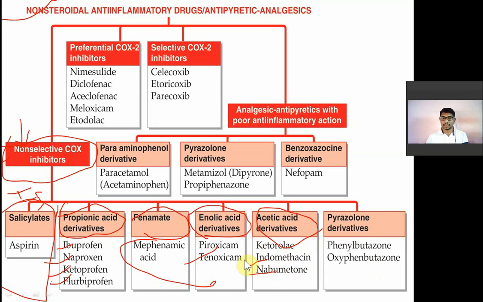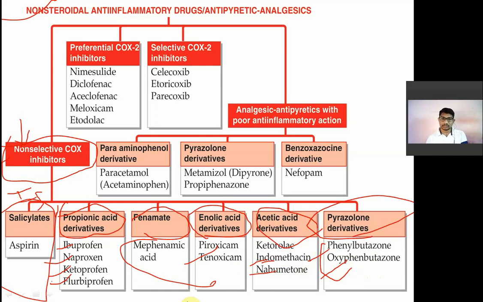This indomethacin can be characterized as an indole acetic acid derivative. Next class is a pyrazolone derivative. In that you have phenylbutazone and oxyphenbutazone. Out of this, oxyphenbutazone is a prodrug of phenylbutazone. This is known as the non-selective COX inhibitors.